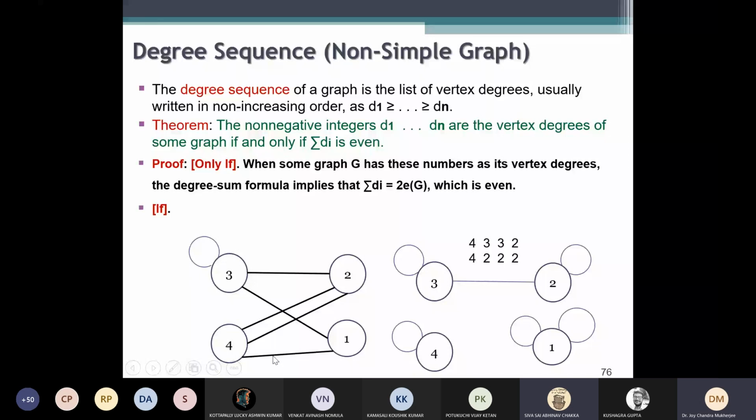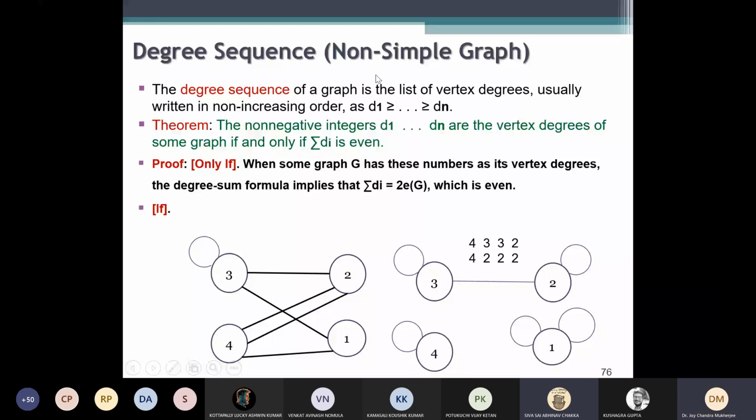So if somebody gives you this graph and asks what is the degree sequence, you should say that it is 4 3 3 2. So basically you have to list down all the vertex degrees in decreasing order, more specifically in non-increasing order. Now we have to prove something. When we talk about degree sequence, you should keep in mind that degree sequence talks about non-simple graphs. So the graph may have edges, the graph may have parallel edges, the graph may have self loops also.